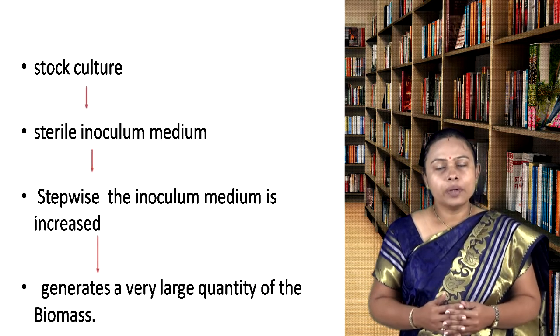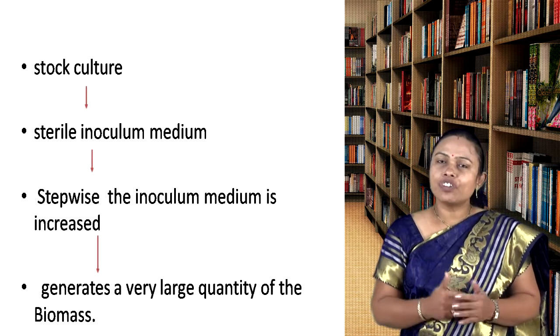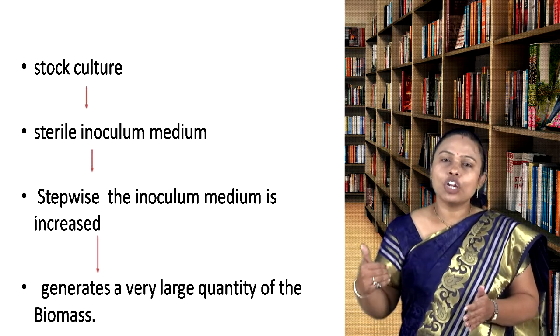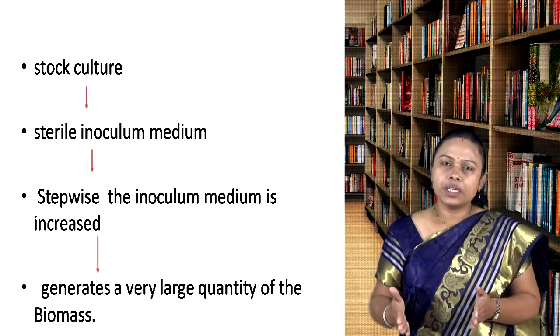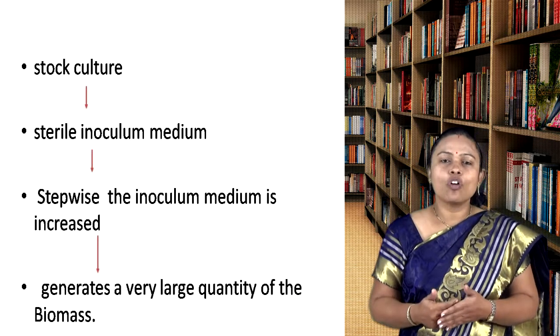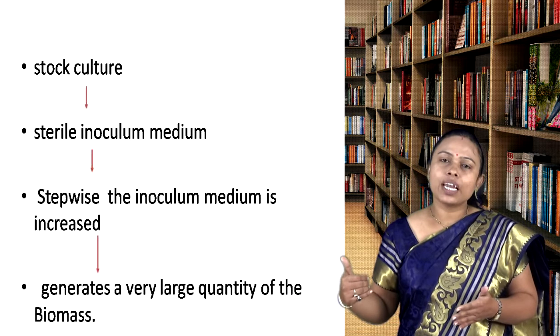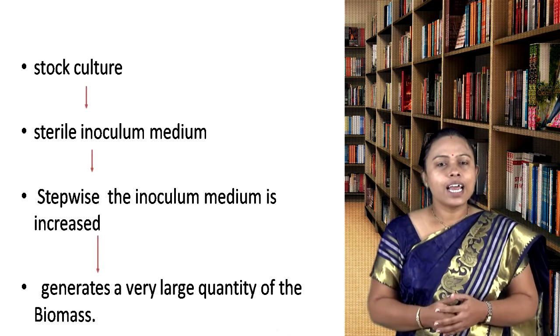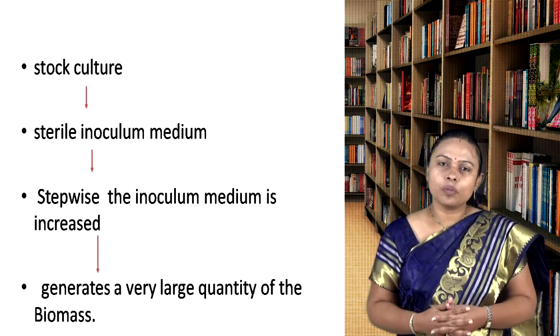The method of inoculum buildup. The inoculum buildup starts by using the stock culture, which is transferred to a sterile inoculum medium. Stepwise, the inoculum medium is increased in volume, and this cascade of increased volume slowly increases the microorganisms growing in it and generates the large required quantity of biomass.